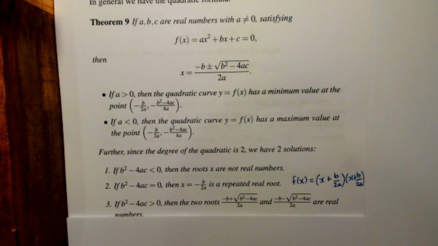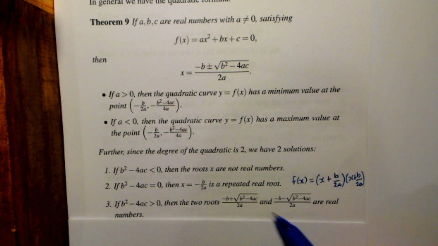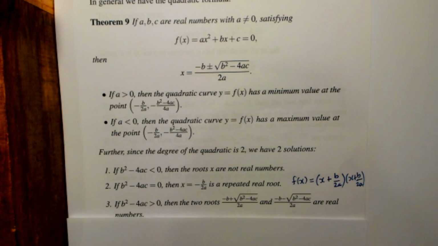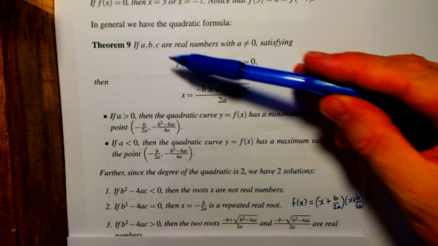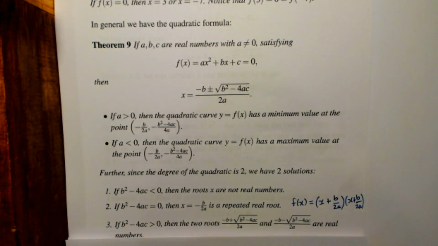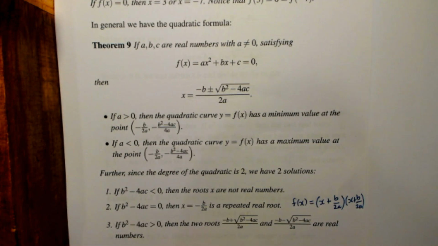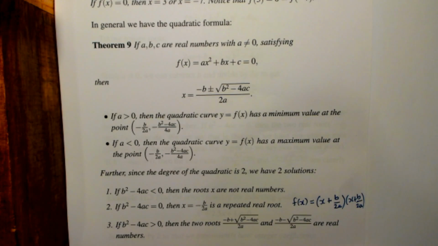If b squared minus 4ac is positive, then the two roots, this one and this one, are both real numbers, and that's because the square root of that discriminant will be a real number. Therefore, minus b plus or minus the square root of the discriminant, all over 2a, is a real number. Right, and notice this is because we've assumed that a, b, and c are real numbers. Alright, so that covers the three cases.